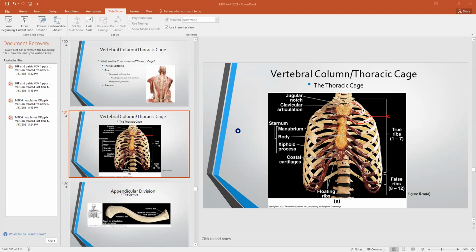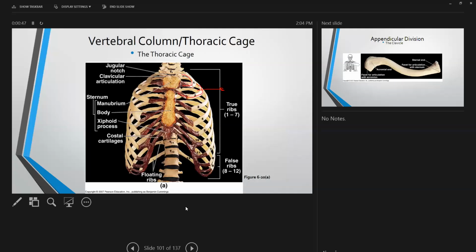So if we're concerned about some sort of pneumothorax or some sort of air in that lung space, then we can do needle decompression at this site. We like to go above the rib, as the neurovascular bundle sits below. So this is just some true ribs and false ribs, the anatomy there, as well as the costal cartilages.